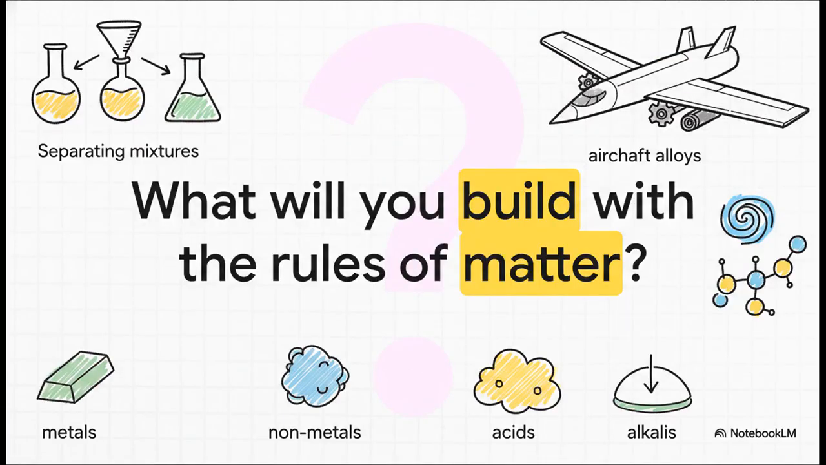So, from the alloys that let us soar through the sky to the chemistry that keeps our own bodies in balance, these properties of matter are the fundamental rules of our reality. By understanding these basics, we can not only explain the world around us, but we can start to shape it too. The possibilities are truly endless. The only real question is, what will you build with them?